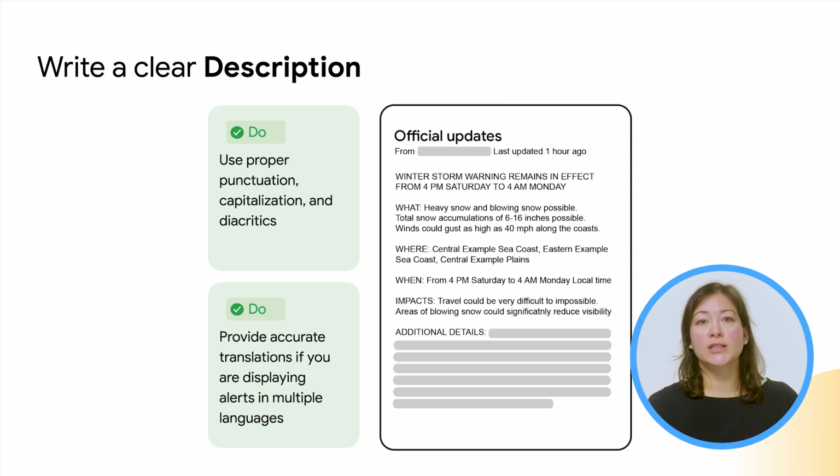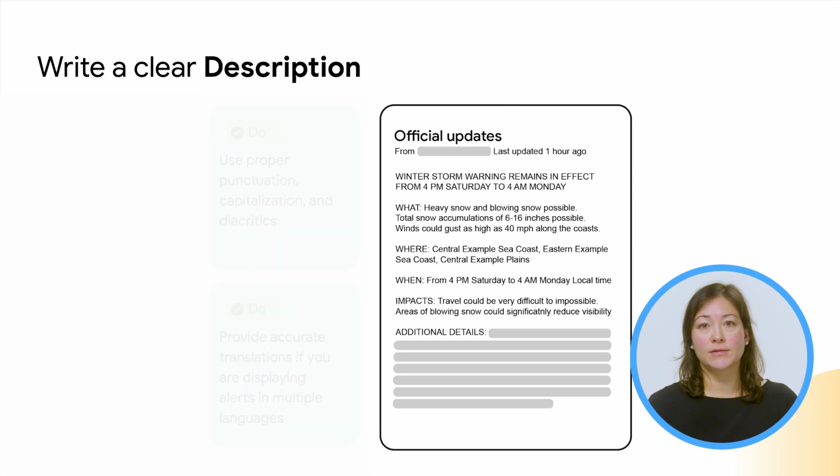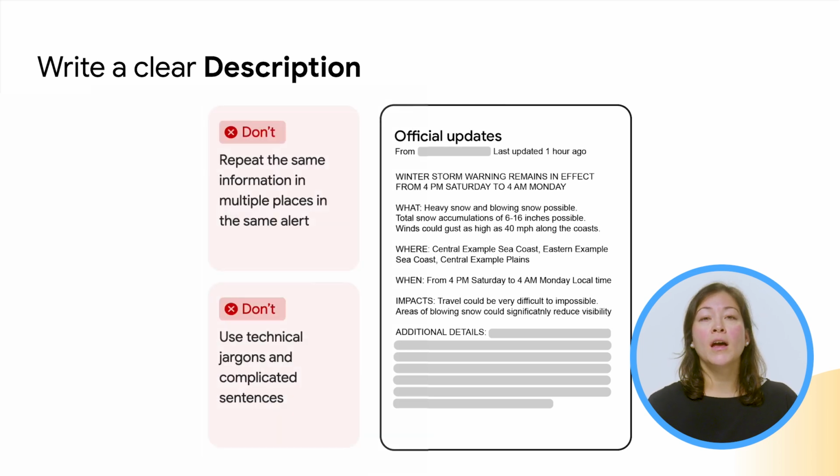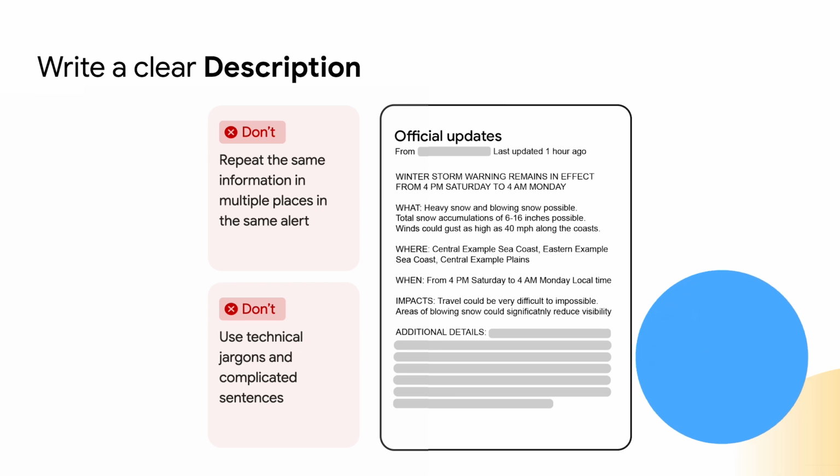Provide accurate translations if you're displaying alerts in multiple languages. Proofreading is key. Carefully review the text to catch and fix errors. Use formatted, human-readable times and dates instead of timestamps designed for machines, like Unix timestamps in the description. Avoid repeating the same information in multiple places in the same alert. Avoid using technical jargon and complicated sentences. High-quality text builds trust, enhances readability, and ensures sensitive data is communicated effectively to the user.